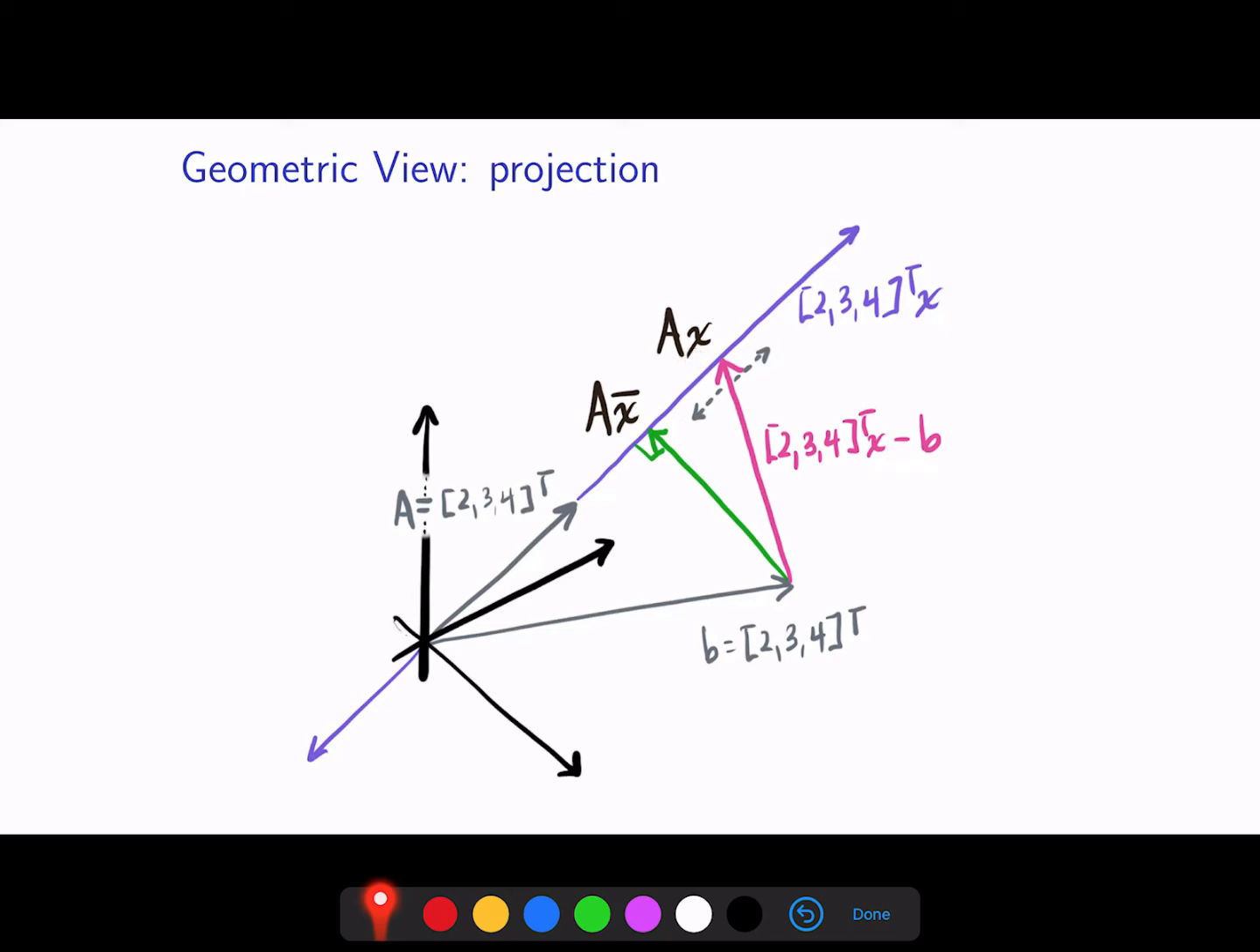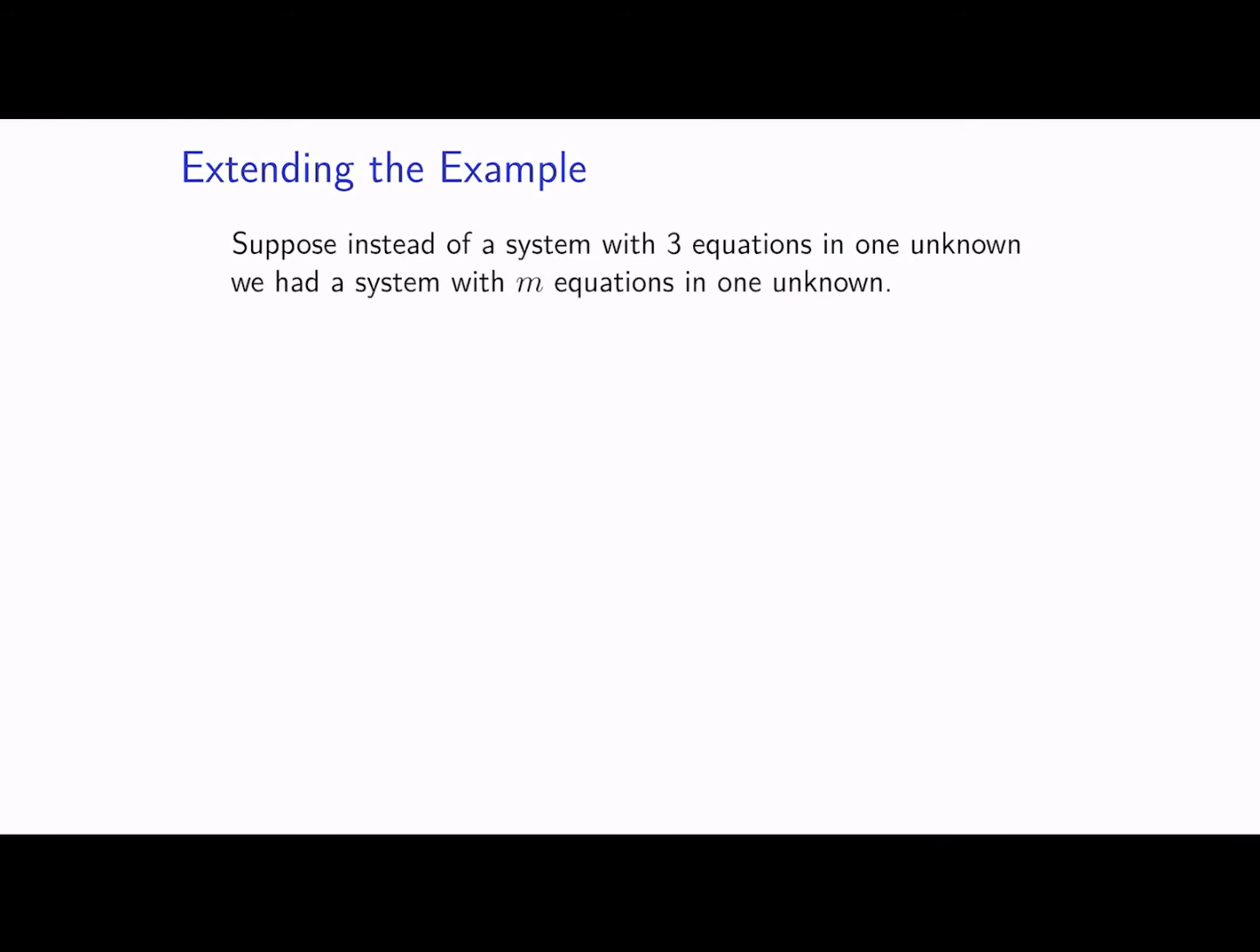As we vary x, the head of this vector moves up and down the purple line. We want to find the x that gives us the shortest error vector. And we know that happens when our error vector is perpendicular to the purple line. So A x bar is this green vector. A x bar is also the projection of B onto the direction A. So let's do another example.